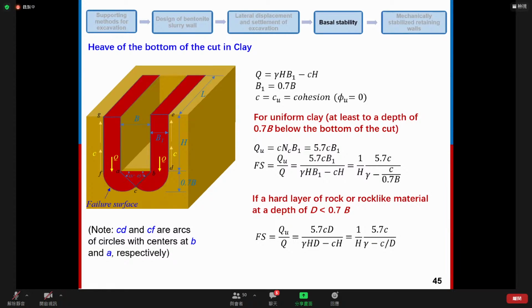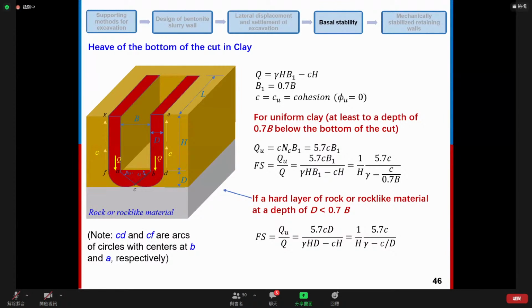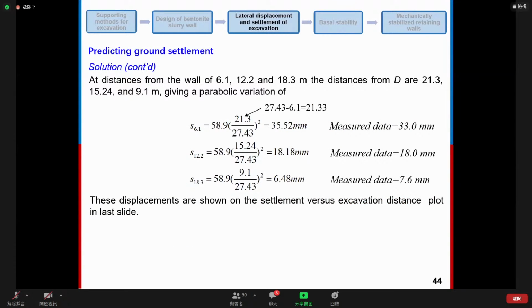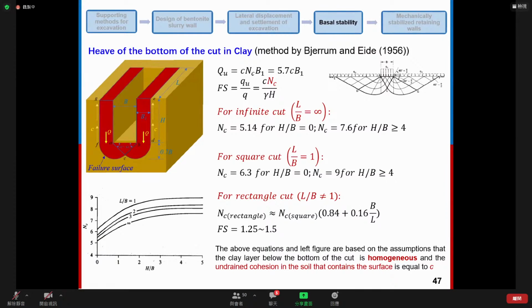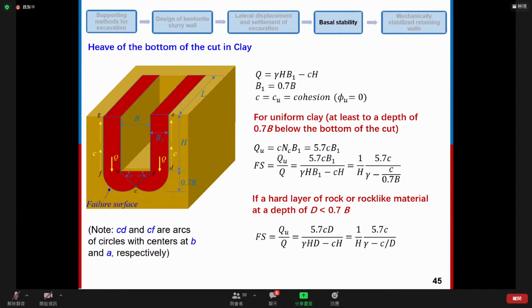So now let's talk about the heave of the bottom of the cut in clay. Actually this one, I think we don't have enough time to talk about in today's lecture, because I also want to talk to you about the bearing capacity analysis. So maybe we can continue this after 2 weeks.